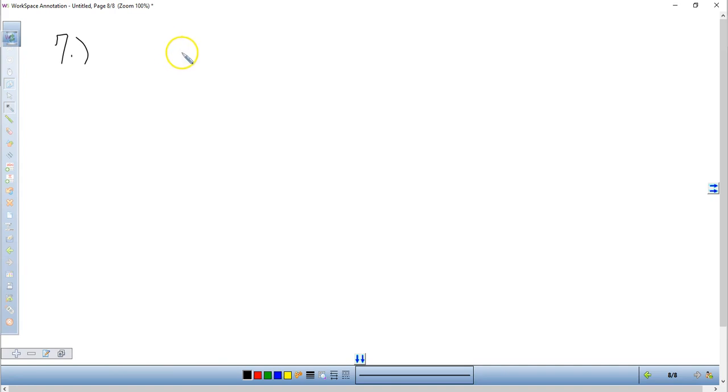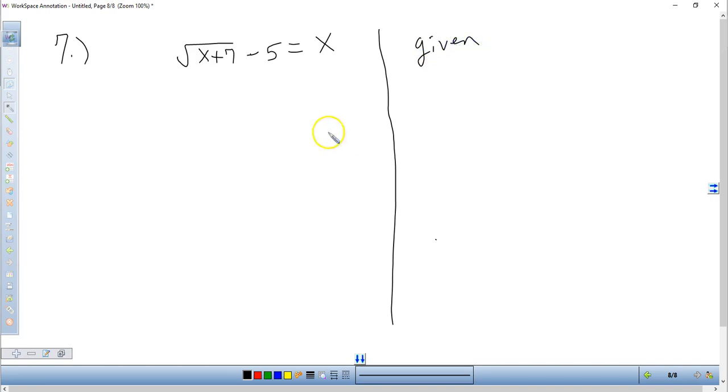Alright, now we're going to move on to variables on both sides. So I have the square root of x plus 7 minus 5 is equal to x. So I have variables on both sides. This is my given. Same thing as before, I want to isolate the radical. So square root of x plus 7 equaling x plus 5.